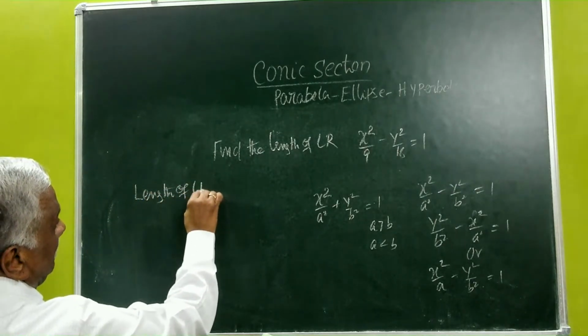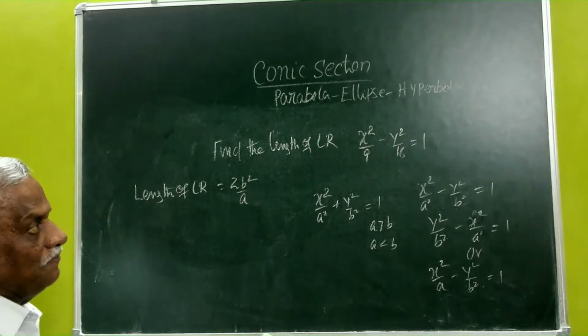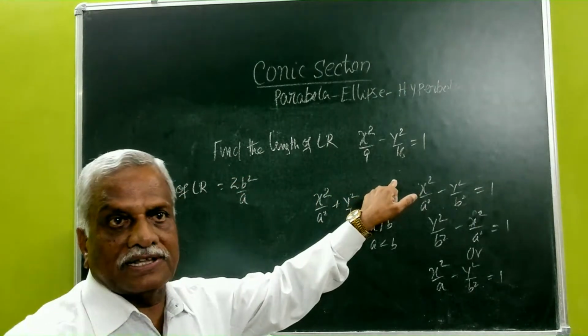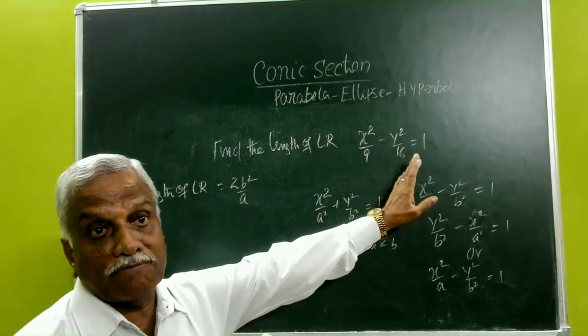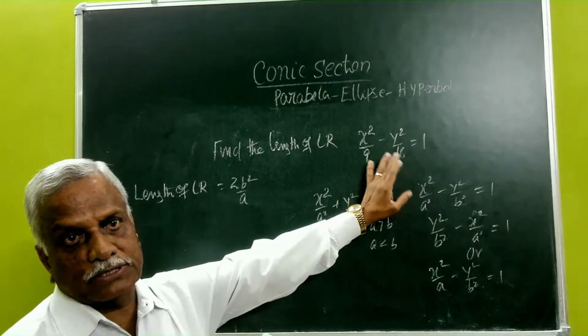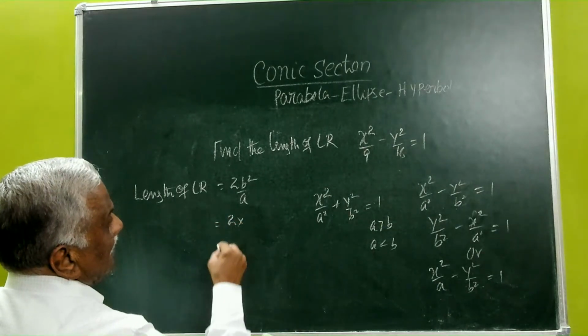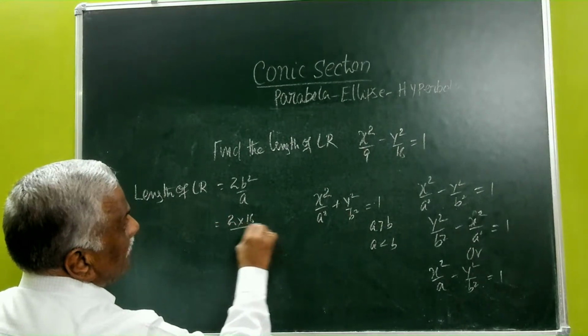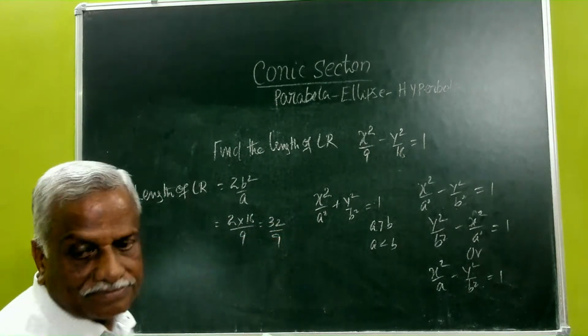You need to remember this: 2B square by A. If it is the second type, then it is 2A square by B. This problem is given because some students might get confused. Please note it is not the second type, it is the first type only. So 2 into what is B square? B square is 16. What is A square? 9. So it is 32 by 9.